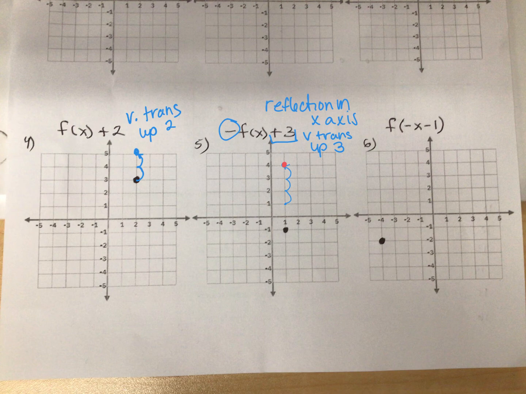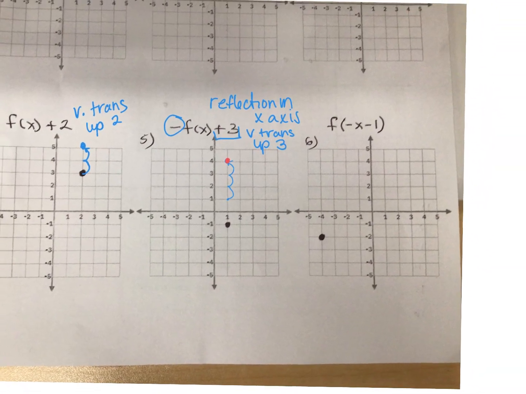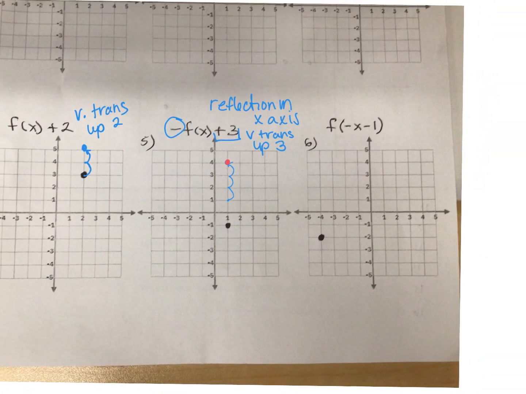So the correct order would be to reflect it and then translate it. Now, let's look at the next one. f of -x minus 1. Well, the order is the horizontal translations, then reflection. So inside, everything is horizontal, and this is where the order becomes really important. If everything you're doing is horizontal, you have to do it in the right order.